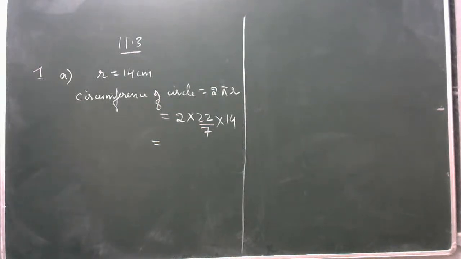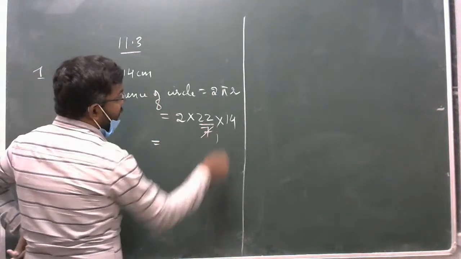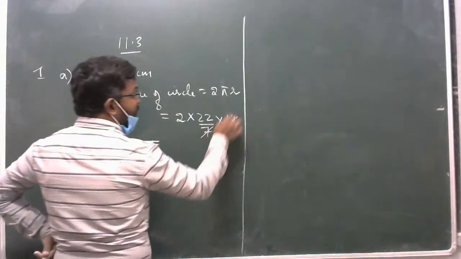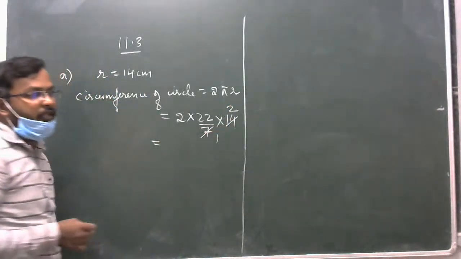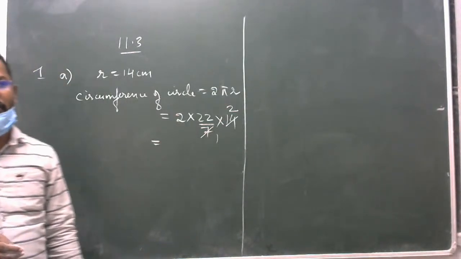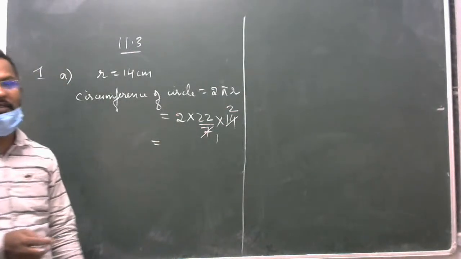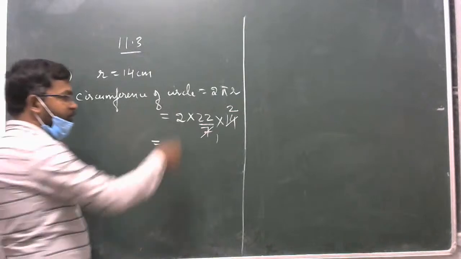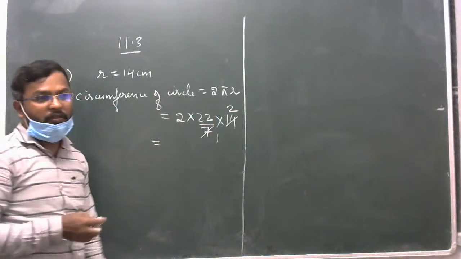Okay. So how much do you get? 7 ones are 7, 7 twos are 14. Can we cancel these twos? Yes. Who told us? Okay, very good. So by which table will these two go?